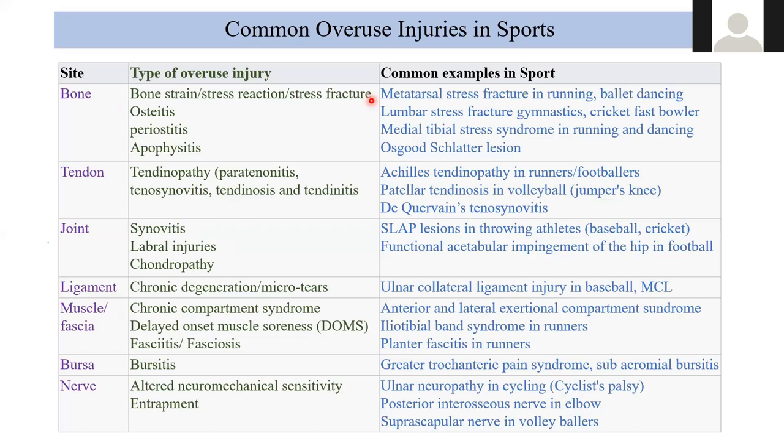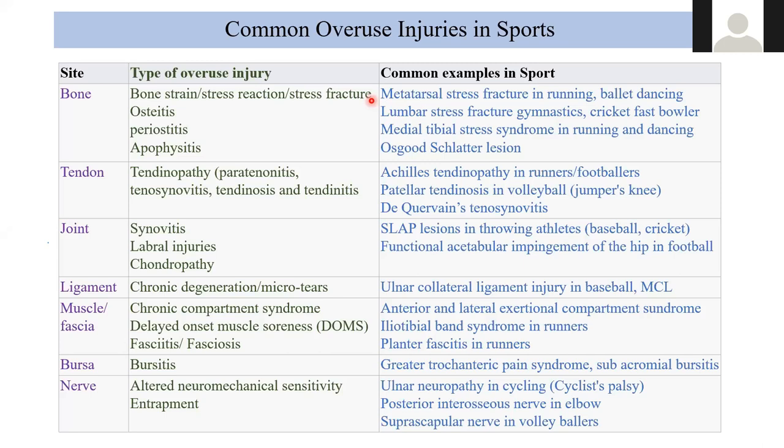If you look at the examples: stress fracture of the metatarsal and tibia, especially in ballet dancing and sprinting; lumbar stress fractures, where spondylolysis is seen in gymnastics and cricket fast bowlers, which we will discuss a little later. Then periosteitis, an inflammatory process such as medial tibial stress syndrome in running and dancing, and also epiphysitis, which happens in young athletes. We'll discuss this in young athletes. This is Osgood-Schlatter, where the patellar tendon is attached at the tibial tuberosity, which is an apophysis. These are examples of overuse injuries in bone.